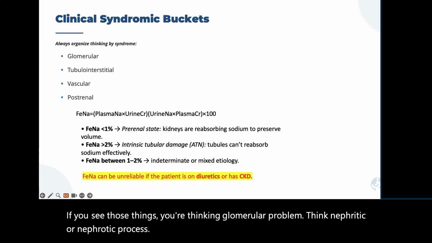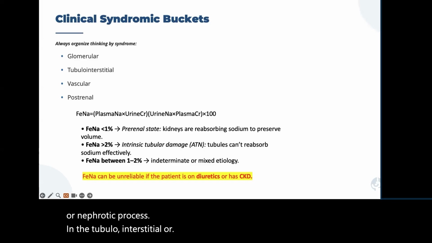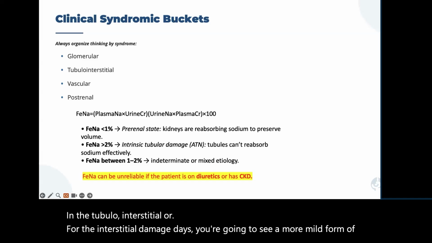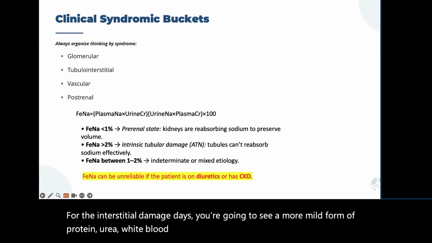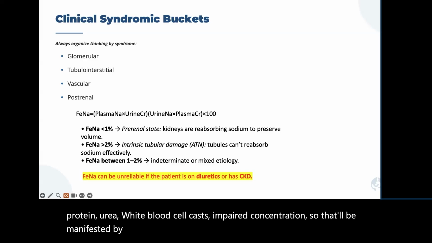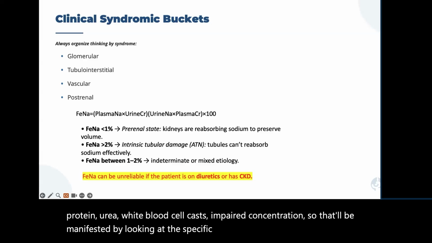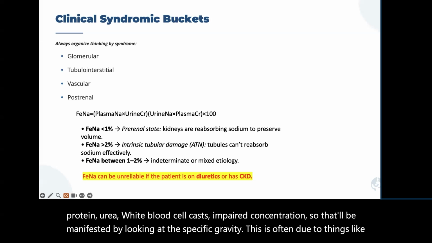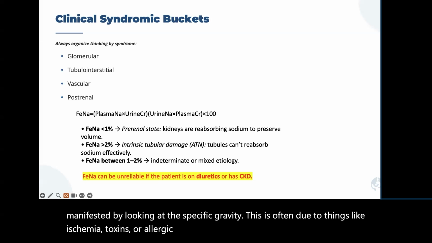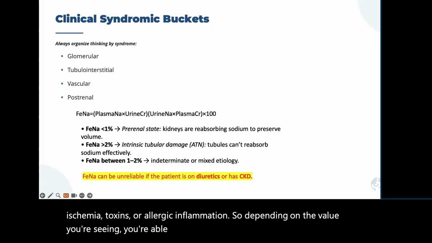In the tubulointerstitial, or interstitial damage stage, you're going to see a more mild form of proteinuria, white blood cell casts, impaired concentration, which will be manifested by looking at the specific gravity. This is often due to things like ischemia, toxins, or allergic inflammation. So depending on the value you're seeing, you're able to figure out where in the kidney the problem is.